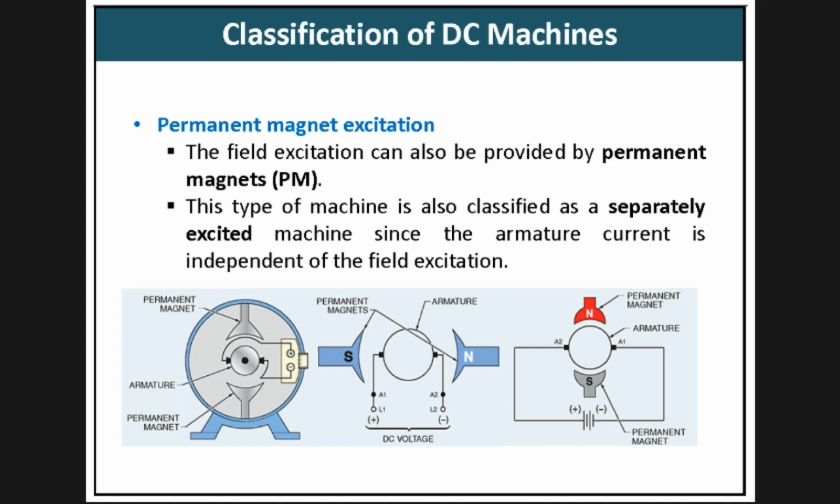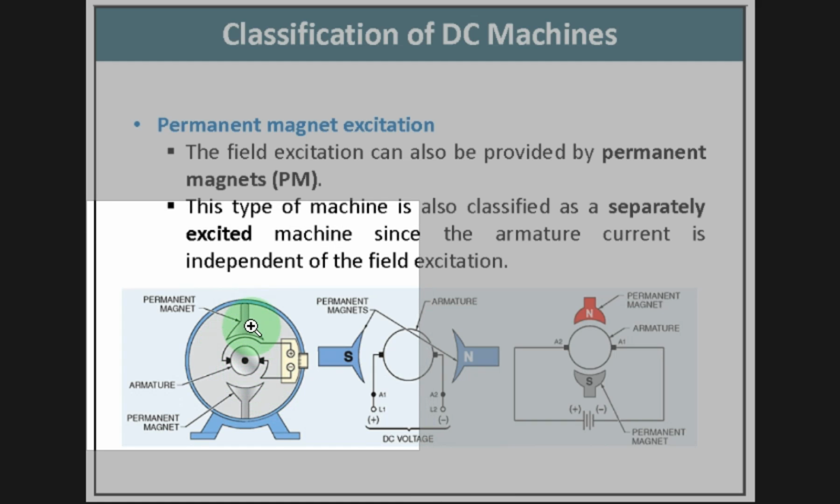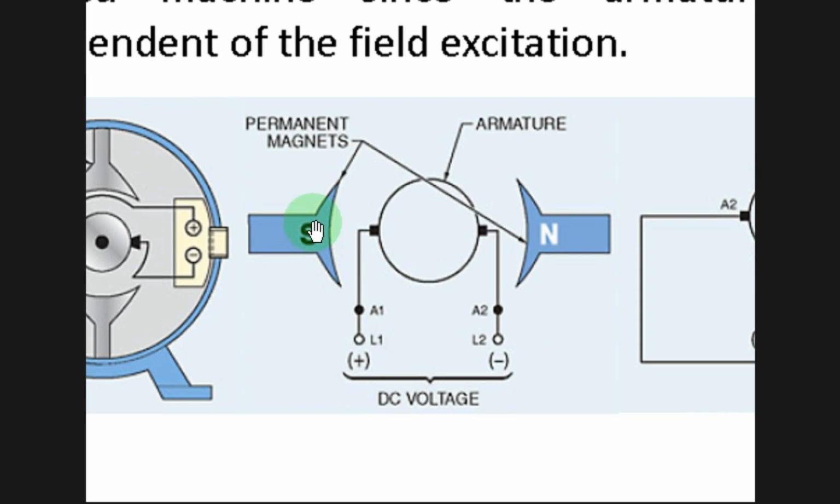This is called permanent magnet excitation. The field excitation is provided by a permanent magnet, PM. This type of machine is also classified as a separately excited machine, since the armature current is independent of the field current. So there is no field coil. It is only a permanent magnet, and you give the external current only to the armature.